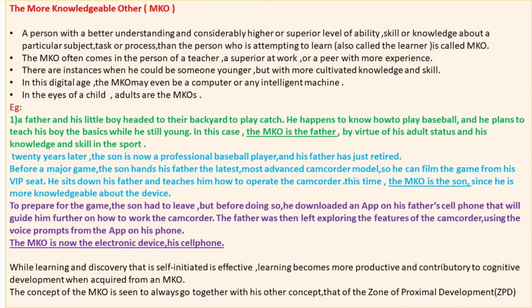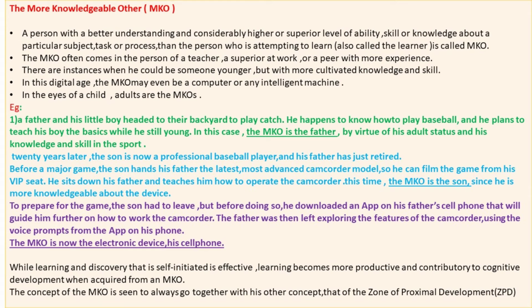The more knowledgeable other, MKO, is a person with a better understanding and a considerably higher or superior level of ability, skill, or knowledge about a particular subject, task, or process than the person who is attempting to learn, also called the learner. The MKO often comes in the person of a teacher, a superior at work, or a peer with more experience. There are instances when he could be someone younger but with more cultivated knowledge and skill. In this digital age, the MKO may even be a computer or an intelligent machine.